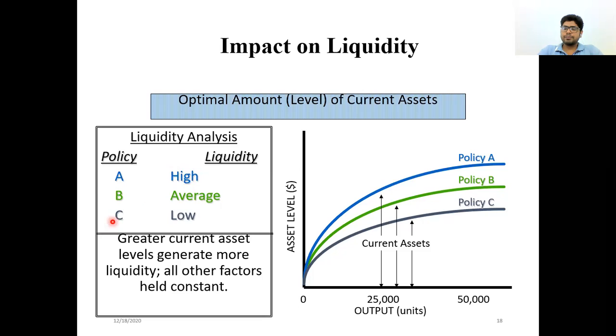If the firm follows policy C, they maintain a very low level of money in hand, therefore the liquidity is very low. And policy B has a moderate amount of money in hand. So what is the relationship? Policy A has high liquidity: more money, more liquidity. More investment in current assets means more liquidity, and less investment in working capital gives a low level of liquidity. That's the fact here.